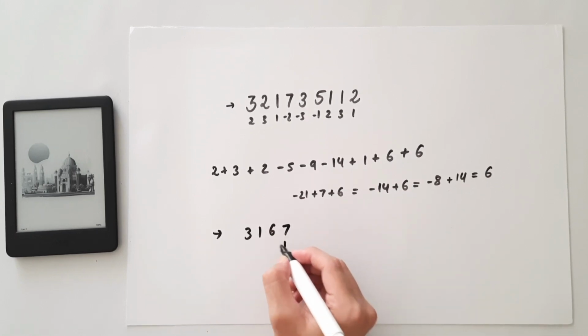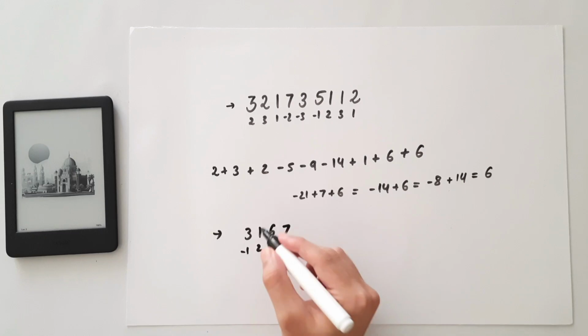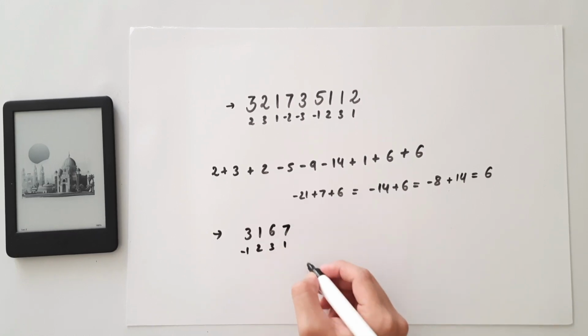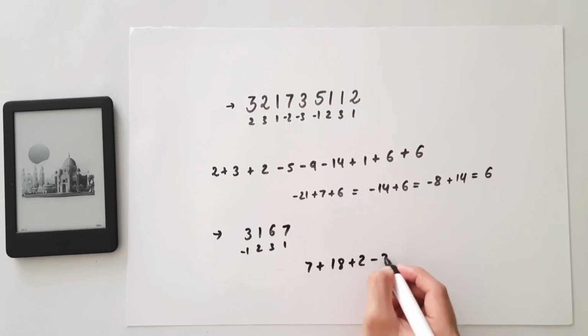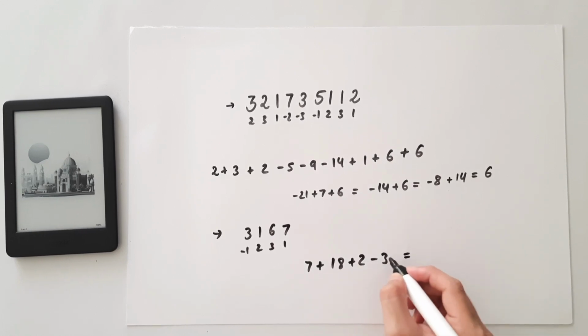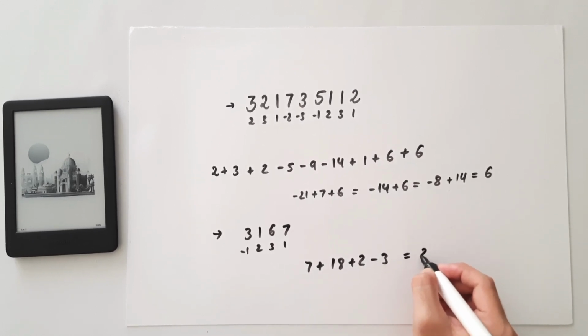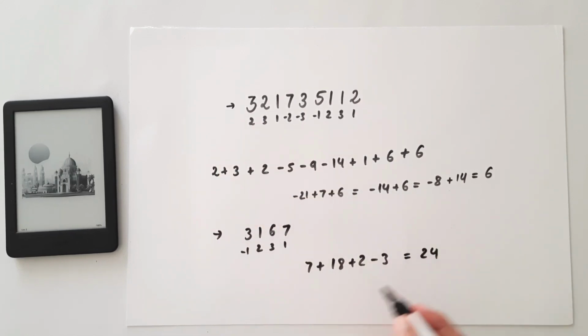Okay, now 1, 3, 2, minus 1. And we have to check whether this number is divisible by 7 or not. So 7 comes at 7, 7 plus 18 plus 2 and minus 3. So it will be 18 plus 2, 20, 27, 27 minus 3. 27 minus 3 is what? 27 minus 3 is 24. Since 24 is not divisible by 7, so this number is also not divisible by 7.